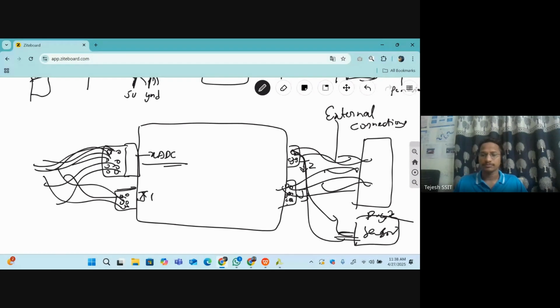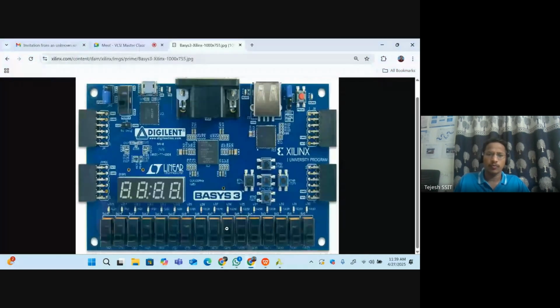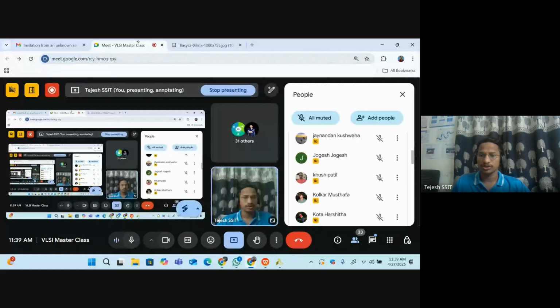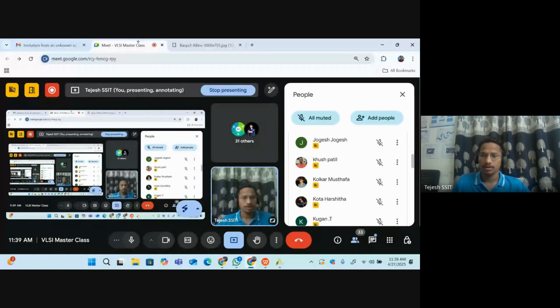Okay, all of you. Shall I come to the next point? Do you understand the meaning of PMODs? I mean, on that board, from the other side you can see the pin numbers. Okay, don't worry. Already understood about these PMODs. What about Dattatreya Sharma, Kush Patel?